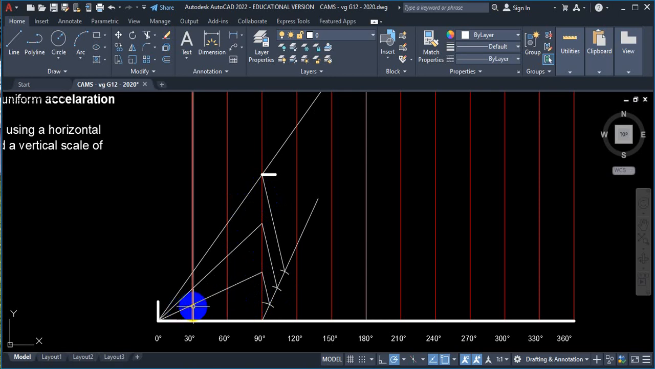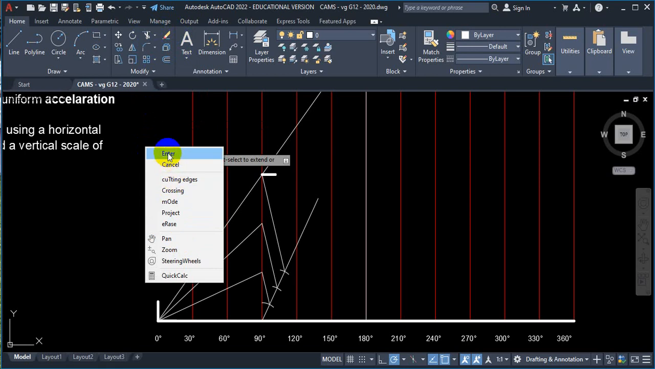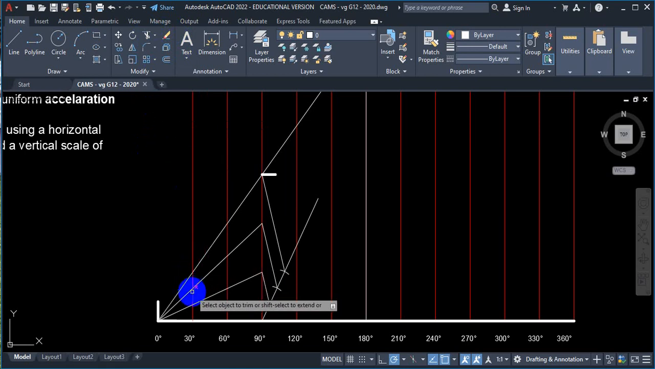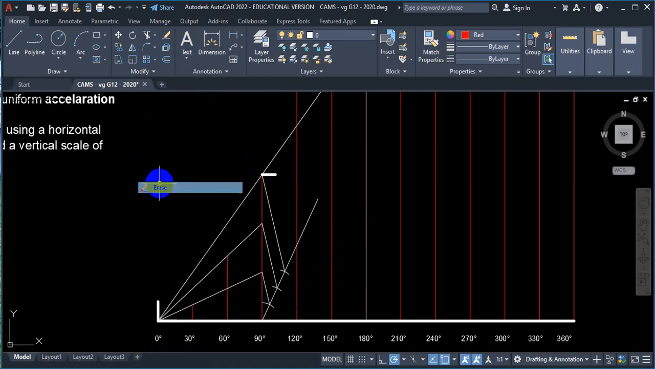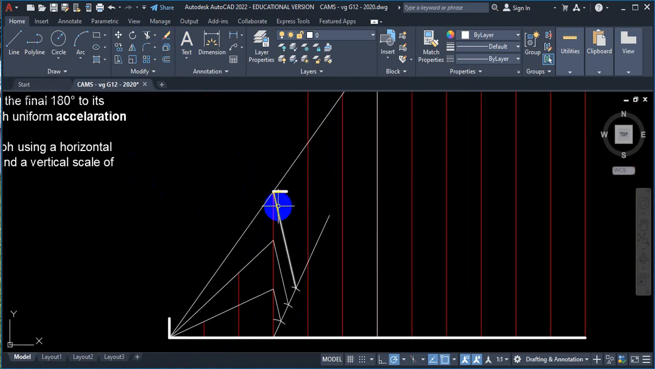Then this is the first point. That's the second point, and that's the third point. What I normally do is this, so that it's clear. That's where it's going to be, and that's where it's going to be, and that's where it's going to be. Now it's clear where the red line meets the white line. That's the point.